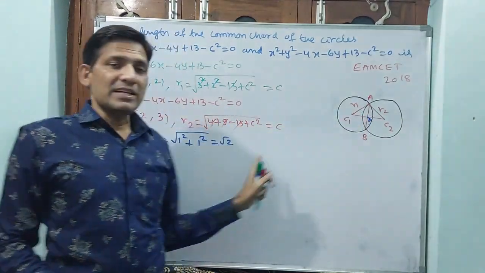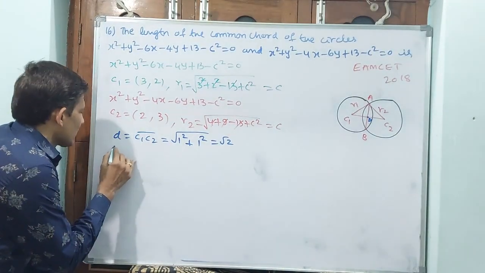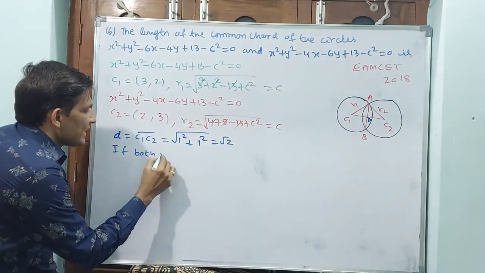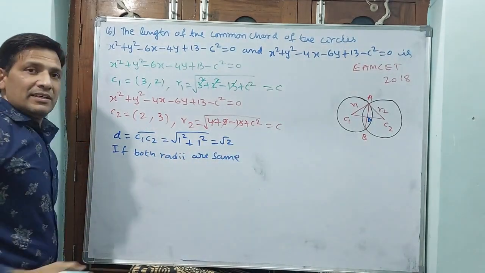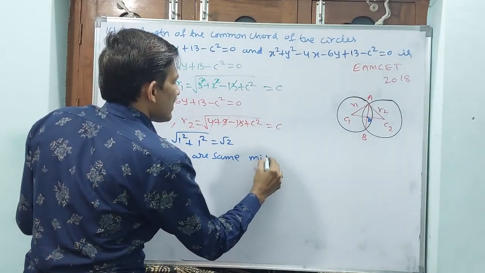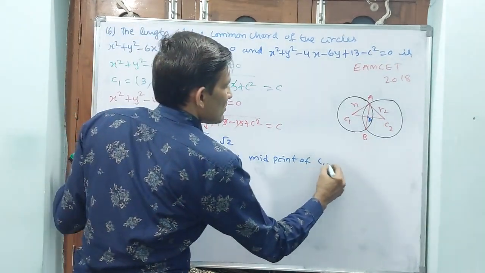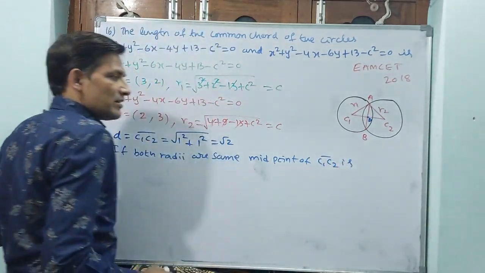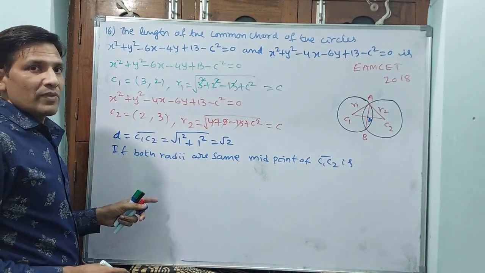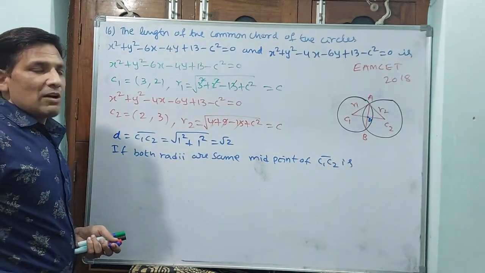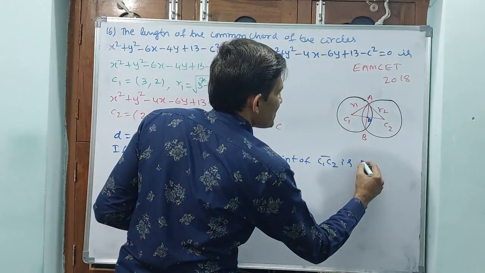Okay, the distance between the centers is root 2. Whenever both radii are the same, I take the midpoint of C1 C2. That midpoint, the distance between C1 and C2, is the center of the common chord.